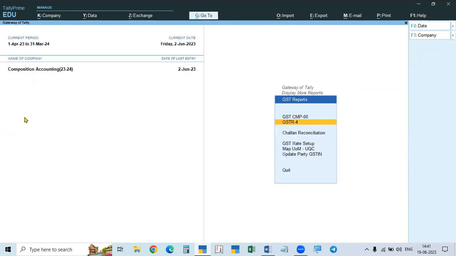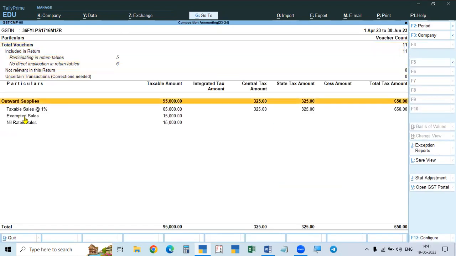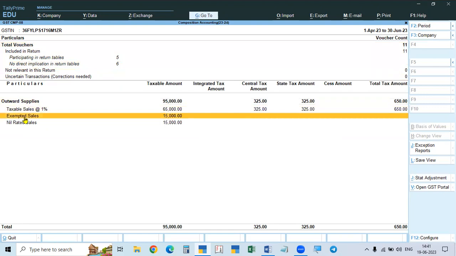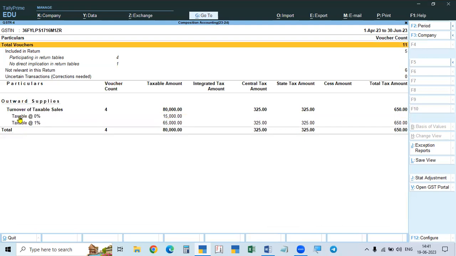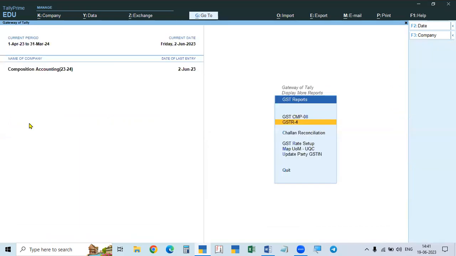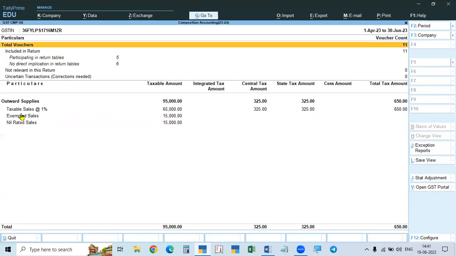But in the case of exempted goods, these are not taxable at any time. The government cannot levy the tax by issuing a notification. The list of all the exempted goods is given. From that list, they have to transfer to taxable. This is called taxable. In the GSTR 4, these are called taxable: taxable 0% nil rated, taxable 1%. But here it is shown as exempted sales.